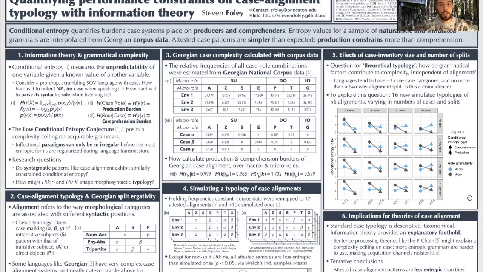I'll start with a bird's eye view of this project. So I'm using conditional entropy to quantify the information theoretic burdens that case systems place on language production and comprehension. I've calculated the entropy values for a sample of naturalistic and simulated case alignment grammars that are all ultimately interpolated from Georgian corpus data. I found that the attested case patterns are simpler than we would expect from totally random systems, and it looks like production constrains case typology more than comprehension does.